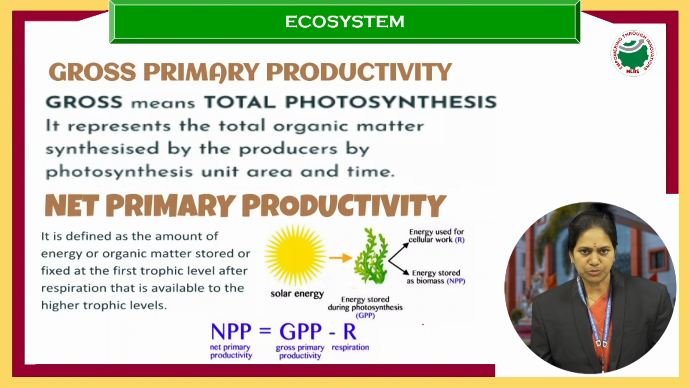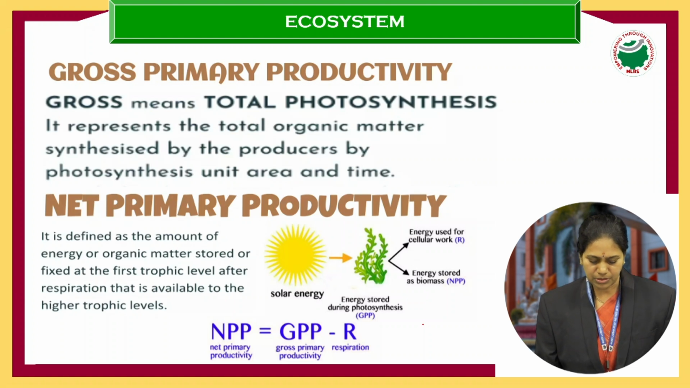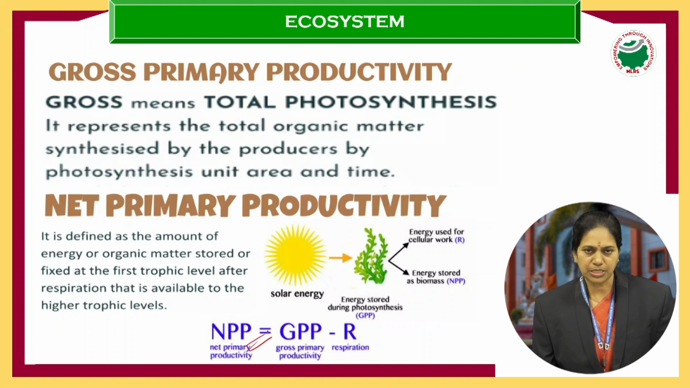Then net primary productivity is nothing but, I have a formula here: net primary productivity is equivalent to gross primary productivity minus respiration. This is the energy which is left in the organism. The net primary productivity is the energy left in the organism after it loses energy because of respiration or excretion. That amount of energy we call NPP.